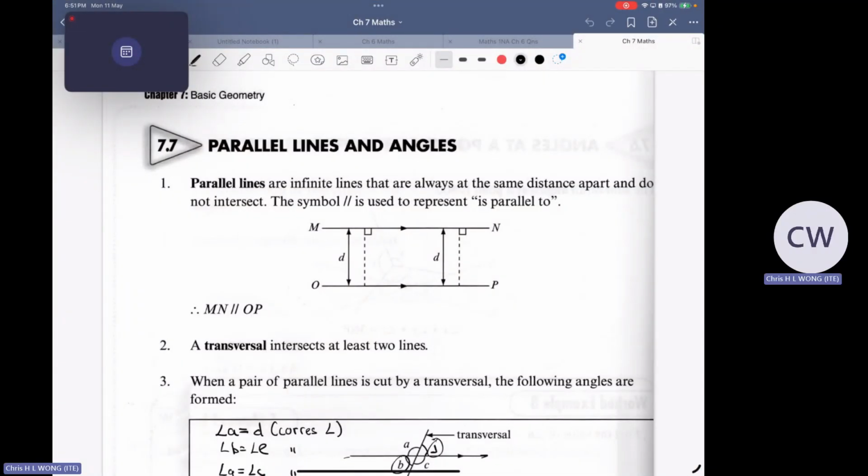Let's start. I stopped here last week. Yes. I'll do some revision later on, or if there's time permitting, I'll go back. Okay, look at this parallel line.